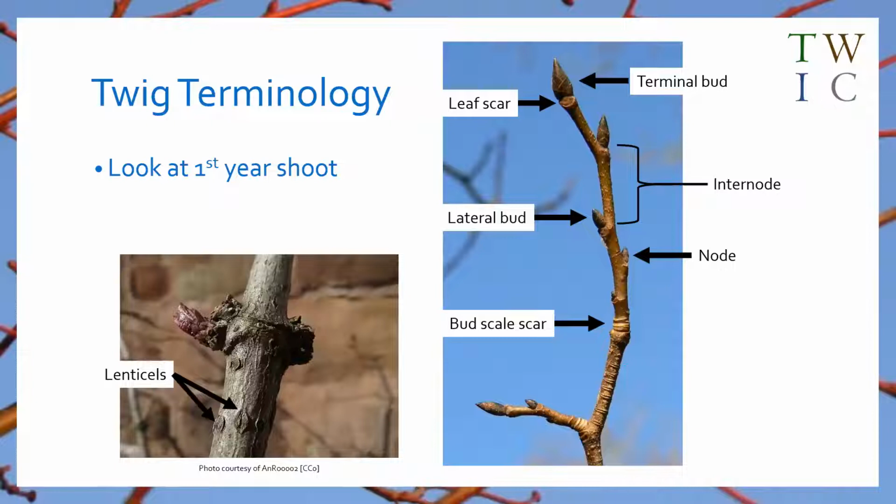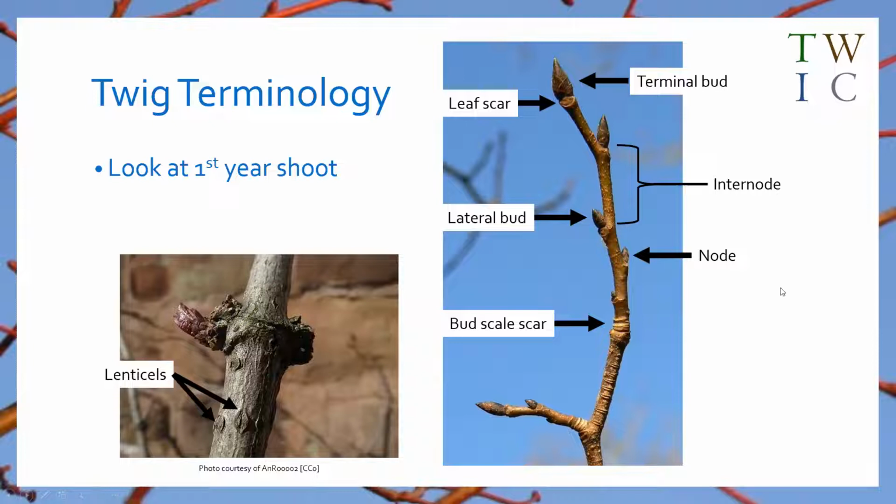Now you've got your resources sorted, let's look at some of the twig terminology that you need to know, particularly if you're going to use a key to determine the specimen. So the first thing to note is that when we're keying out specimens, we're looking at the tip of the twig, so the first year shoot. This is what is used in the keys.